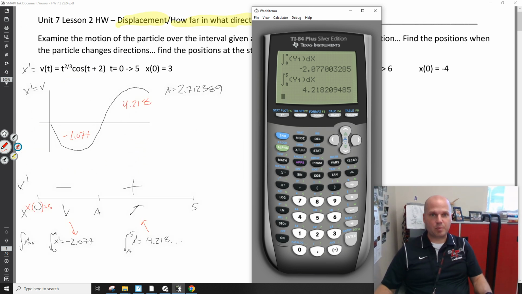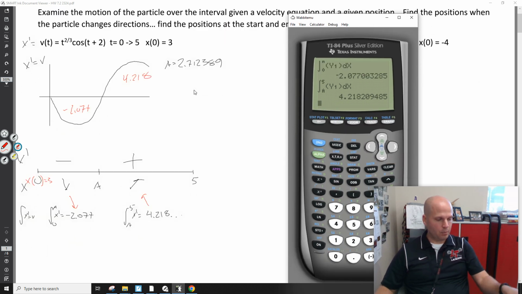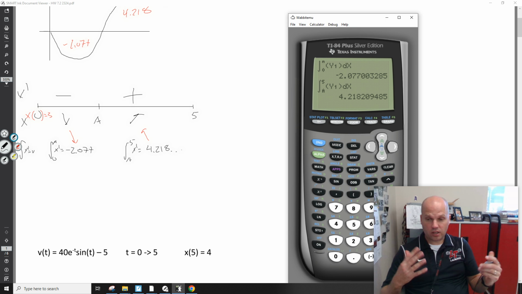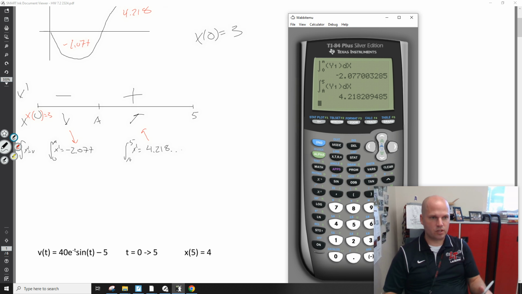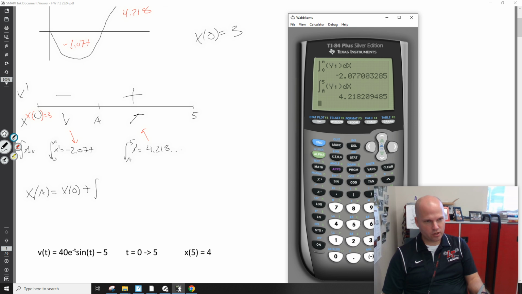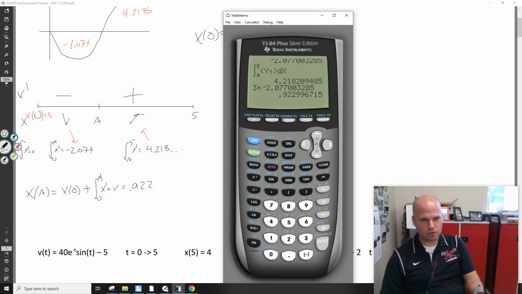Now, I'm asked, find the positions when the particle changes directions, find the positions at the start and the end of each interval. Boom. Here's where the particle is going to change directions. Here's the start. Here's the end. What are the calculations you need to show for a free response question? Well, obviously, you don't have to show that x of 0 equals 3. It's given to you. But you do need to show x of A, which is your initial position at 0 plus your accumulation, your displacement of your derivative. Now you have to do this calculation. I started with 3. My position decreased 2.077, and I got 0.922.